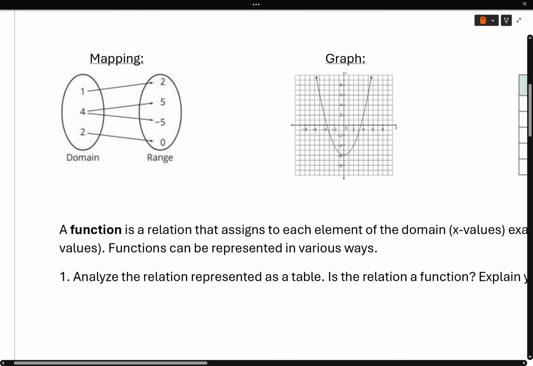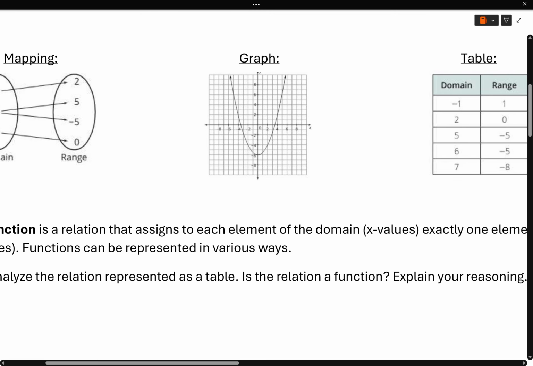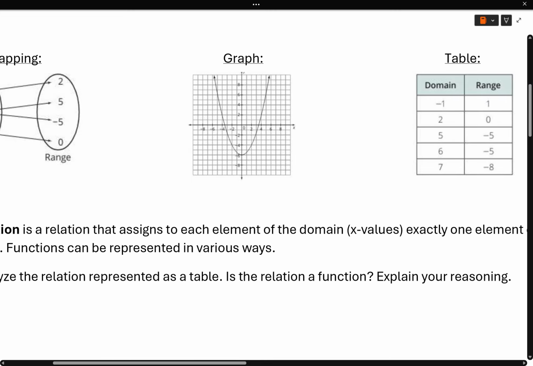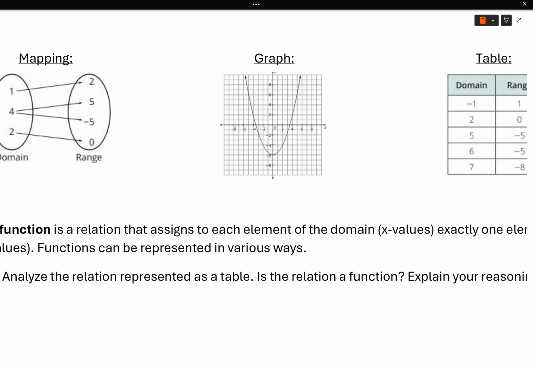Now, what is a function in particular? A function is a sort of relation that assigns each element of the domain, so the x, the input, exactly one element of the range, so the y. So functions can be represented in various ways, just like relations, but they have that special thing about them where each x, or each domain, can only get us one range.